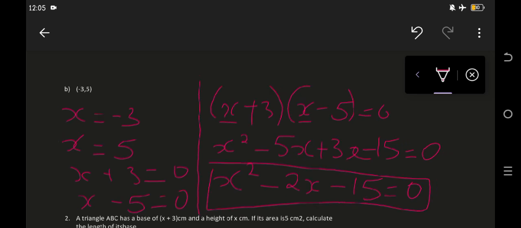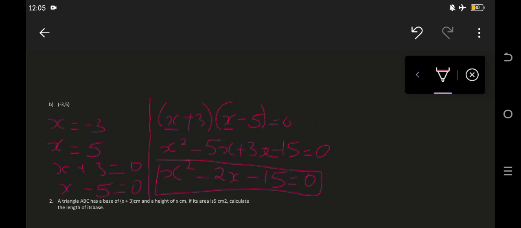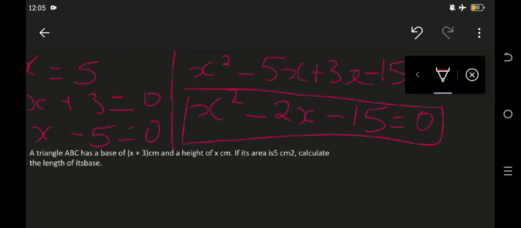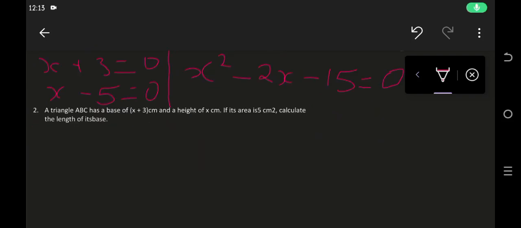Just take a moment to look at that. Before we get to the next example, we can pause the video. Okay, now let us proceed to question number 2. This is a word problem. A triangle ABC has a base of x plus 3 centimeters and a height of x centimeters. If its area is 5 squared centimeters, calculate the length of its base.